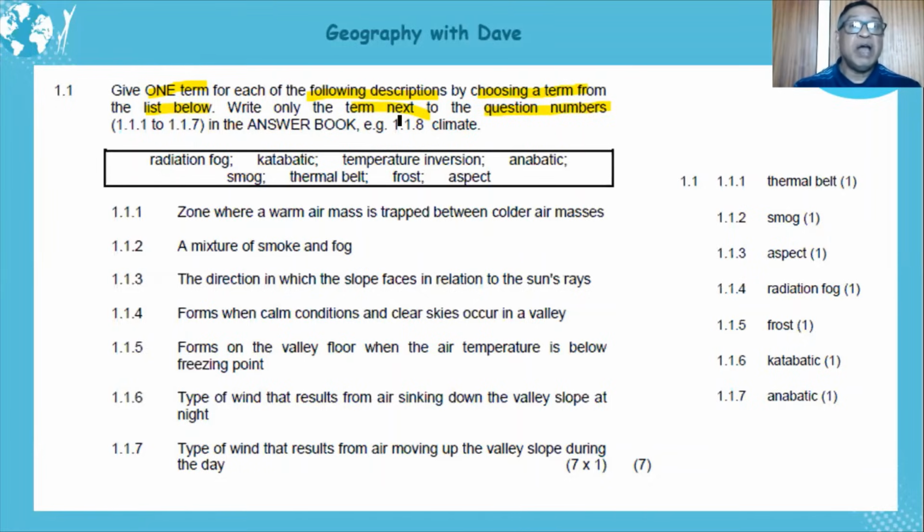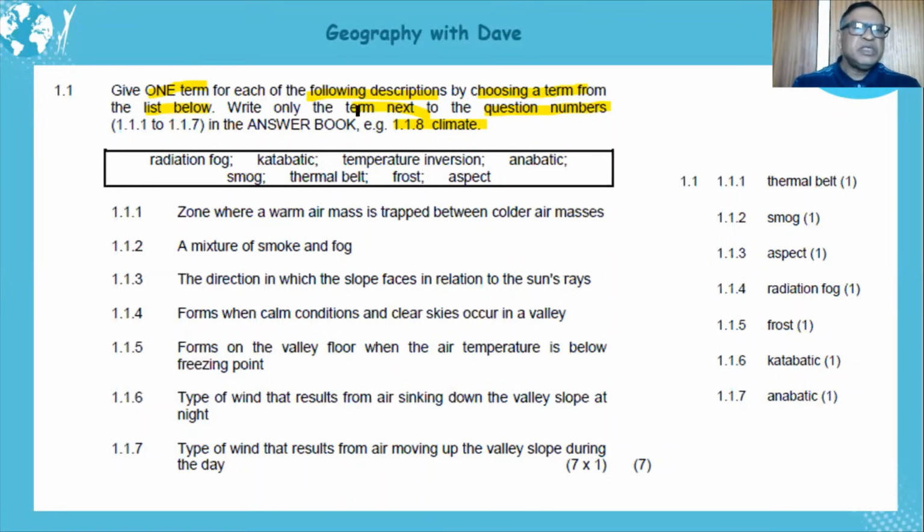For example, 1.1.8, and if you feel the answer is climate, obviously there's no 1.1.8 here. Please, learners, stick to the instructions, which is very, very important. Because if you start writing other things, it may not make sense, and there's no guarantee it will be marked. So stick to the instructions. Here our bit of visual comes into our heads now.